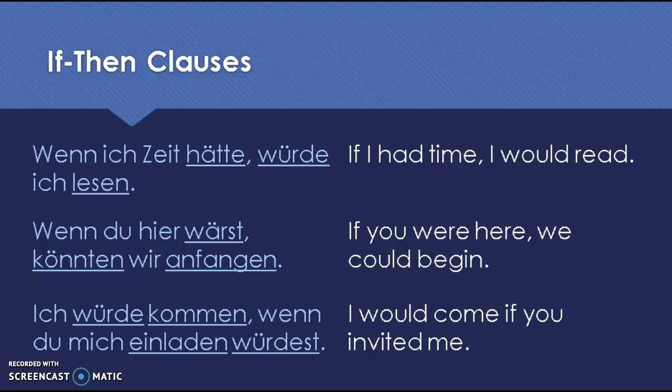So, wenn ich Zeit hätte, würde ich lesen. If I had time, I would read. But I don't have time, so I'm not reading. Wenn du hier wärst, könnten wir anfangen. If you were here, we could begin. But you're not here, so we can't begin.